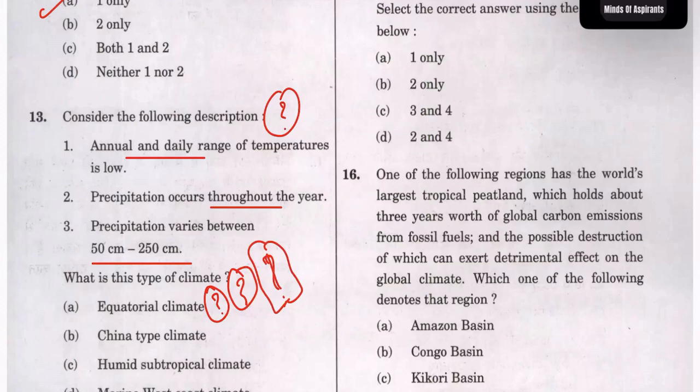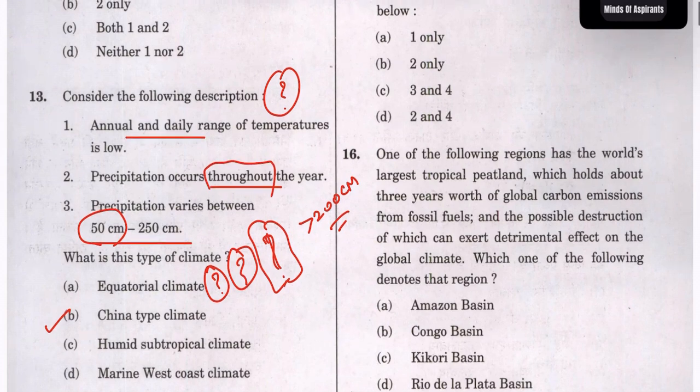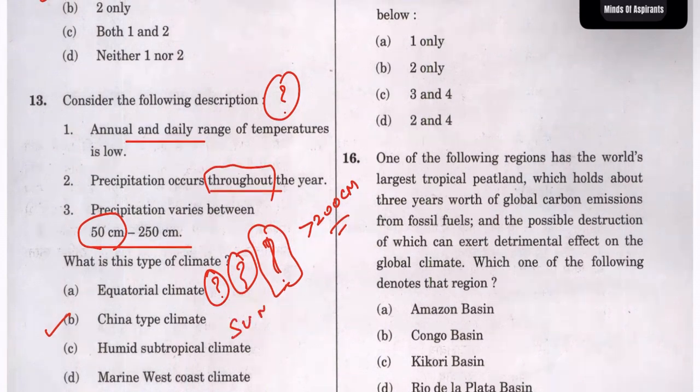This does not happen. See, there is high rainfall, yes, but 50 centimeter is not high rainfall. China type of climate, you see this precipitation throughout the year? Actually, in China type of climate, you have summer maximum, and in the winter, it will be offshore. It is actually in the Laurasia that the snowfall is there. During the summer it is onshore. During the winter it is offshore. So you will have no rainfall during the time of winter. So this is not true.